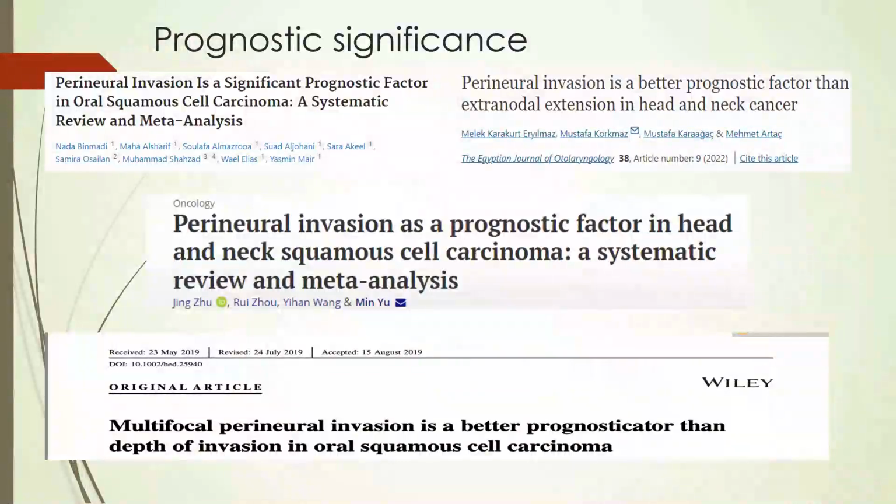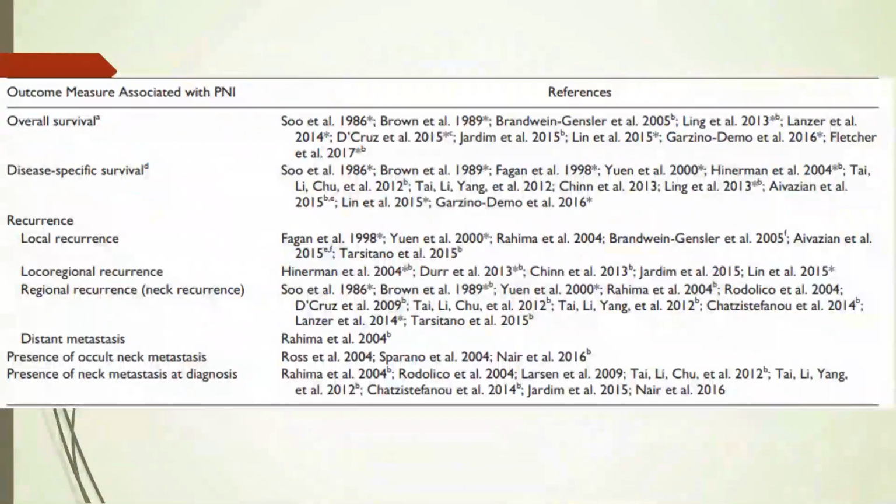So, what is the prognostic significance of perineural invasion? Multiple studies have said that it is a significant prognostic factor, with many different studies showing different outcomes: decreased overall survival, decreased disease-specific survival, and higher recurrence rates, local and distant, and the presence of metastasis.